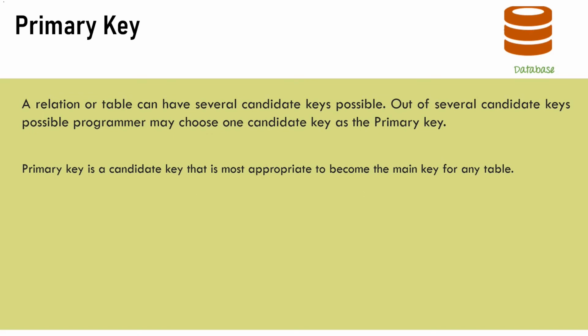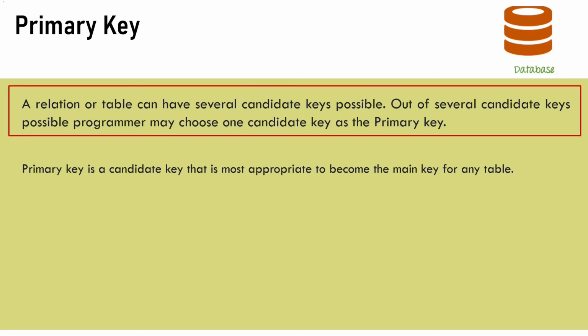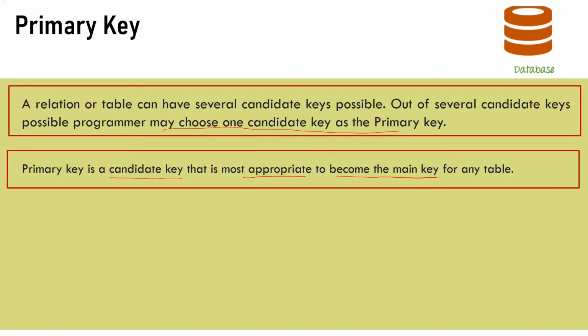A relation or table can have several candidate keys possible, but as a programmer, out of several candidate keys that are possible, I may choose one candidate key as the primary key. And that I have to choose very wisely, isn't it? Now, a primary key is actually a candidate key only, but it is chosen by a programmer, and that becomes the primary key. It should have certain other properties. So based on those properties, I can choose the candidate key that is most appropriate in my case to become the main key for my table.